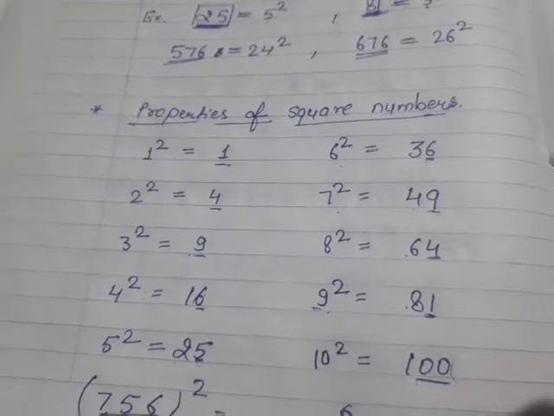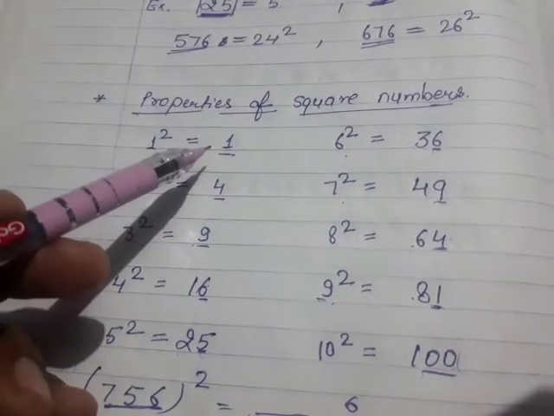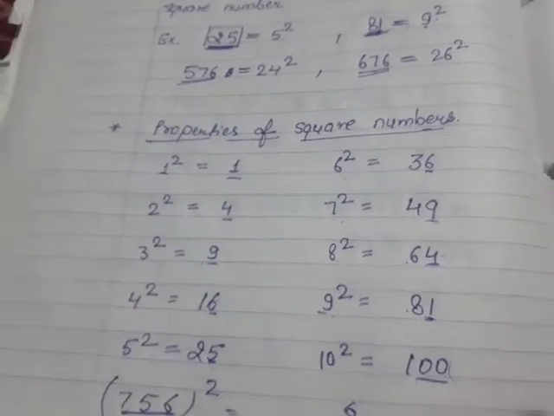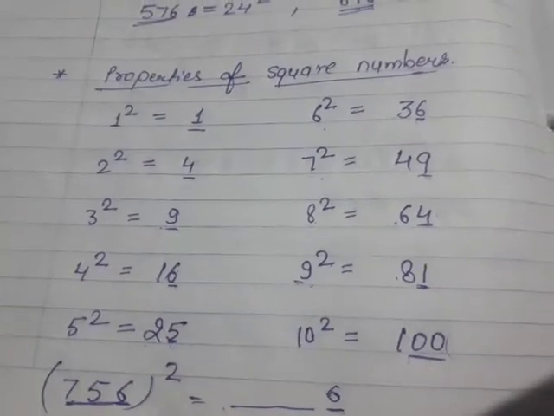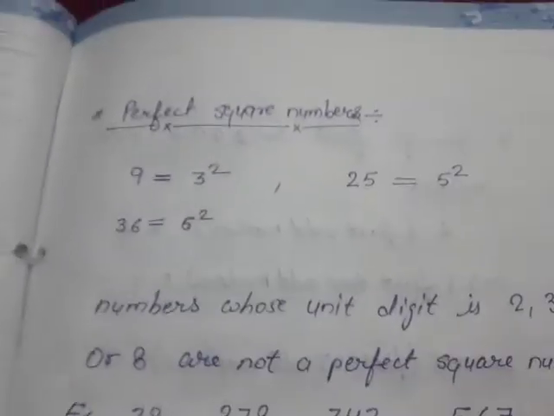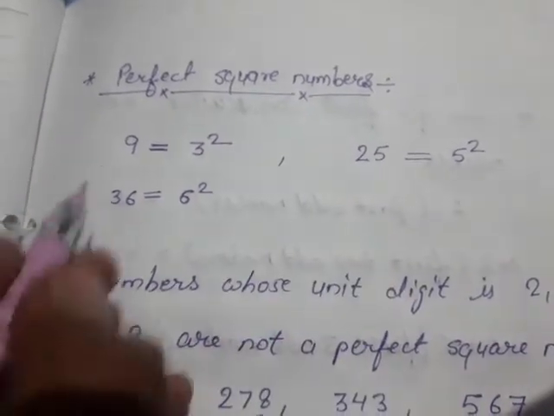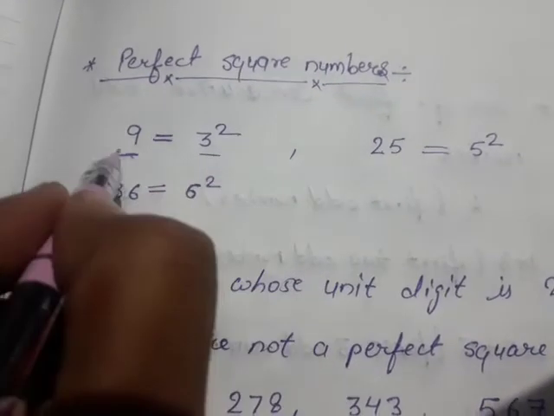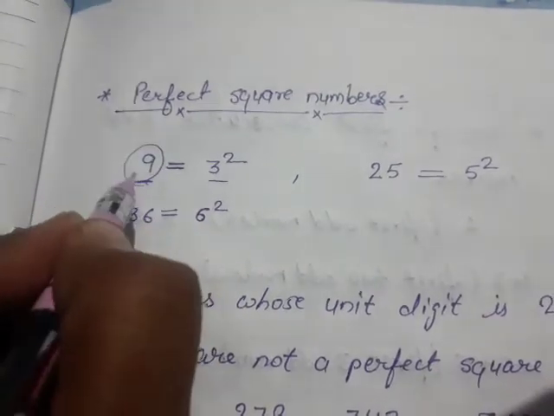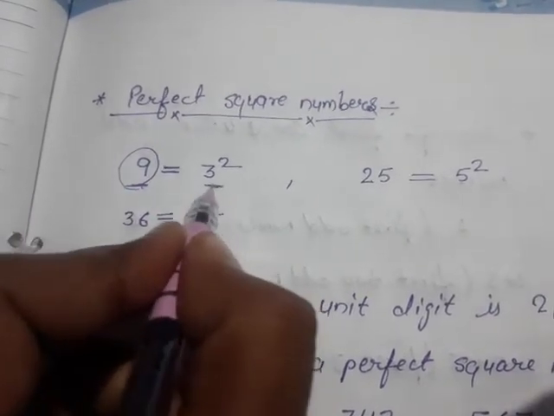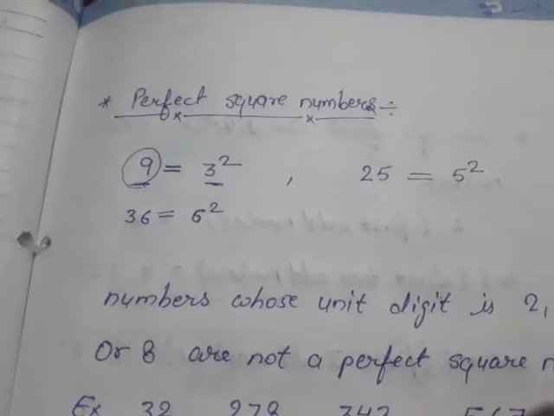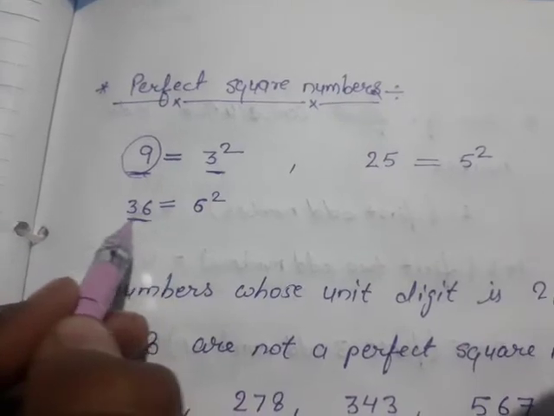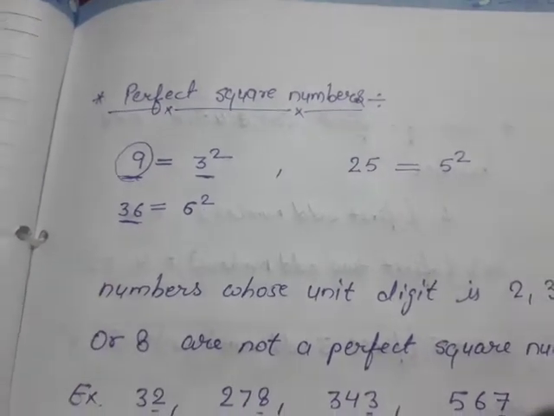And the numbers whose unit digit is 1, 4, 6, 5, 9 and zeros in pair may be perfect square numbers. Perfect square number, for example 9. We can write 9 as 3 square, so 9 is a perfect square number. A number that can be represented as the square of any other natural number is called a perfect square number or square number. 36 is also a perfect square number because it is the square of 6.